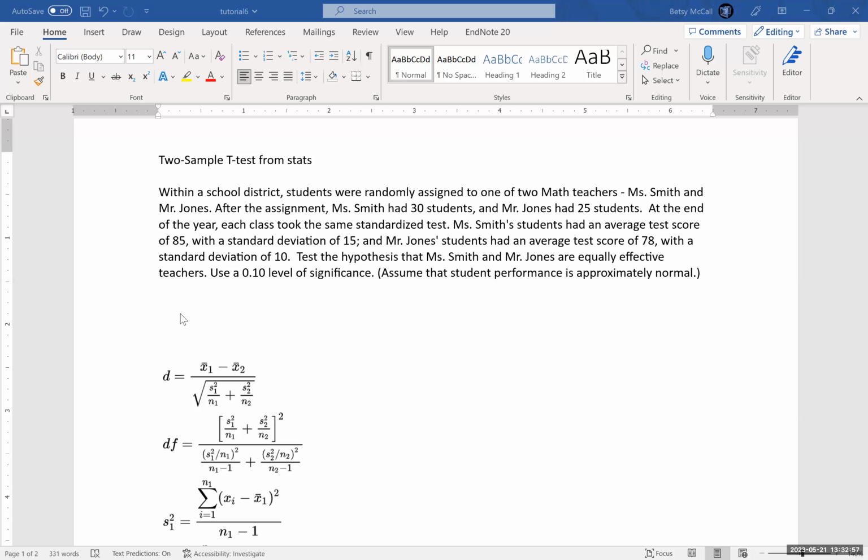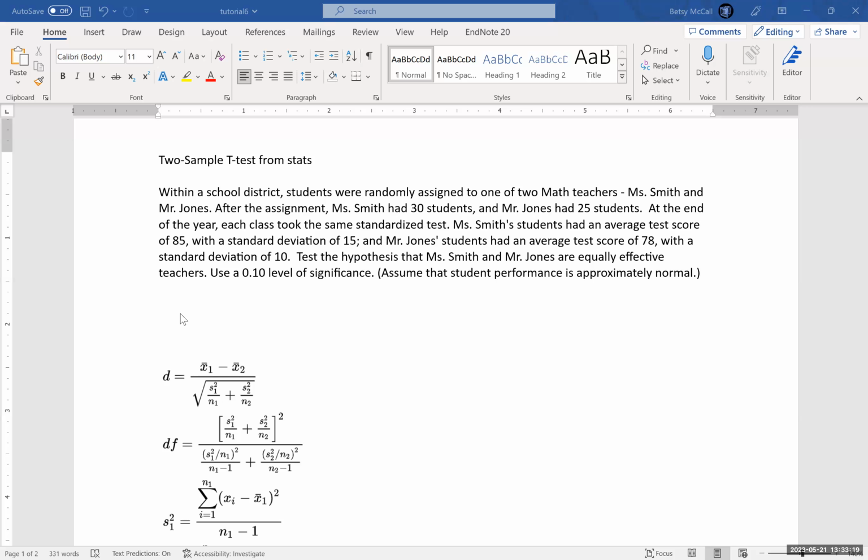Okay, so what we're going to look at here is how to calculate some two-sample t-tests. In Excel, there are some built-in functions that we can use to calculate two-sample t-tests when we have the raw data. But when we don't have the raw data, we actually have to use the formulas.